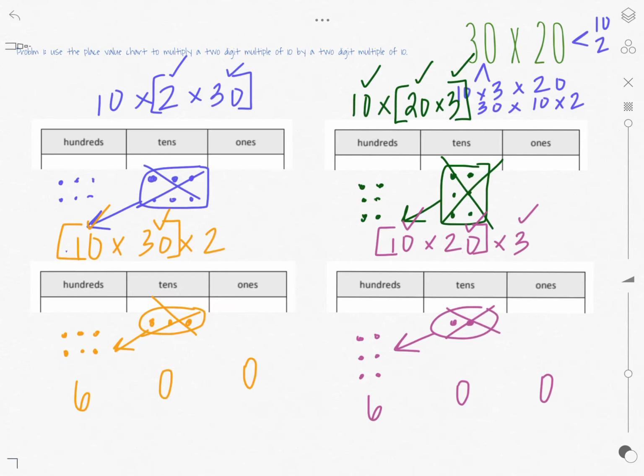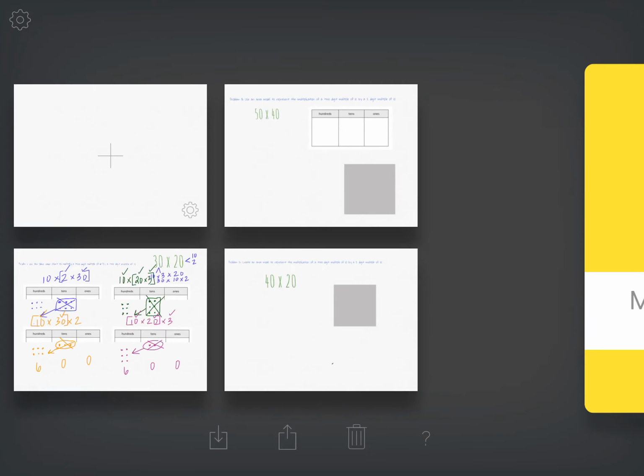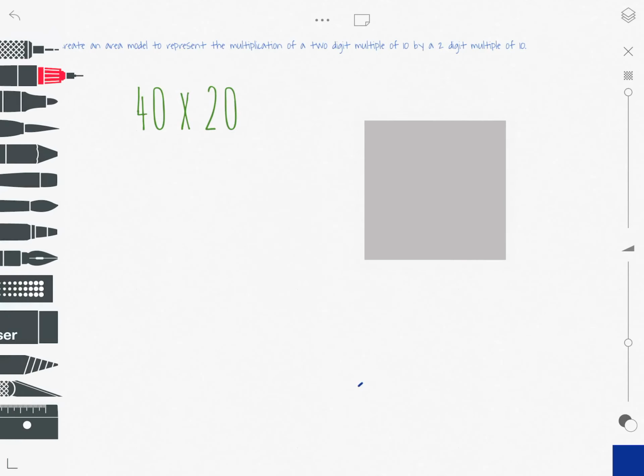All right, we are going to switch problems here. So I'm going to switch what we're looking at. And we are going to take a look now at this problem 40 times 20. Now this is going to be where this area model comes in.